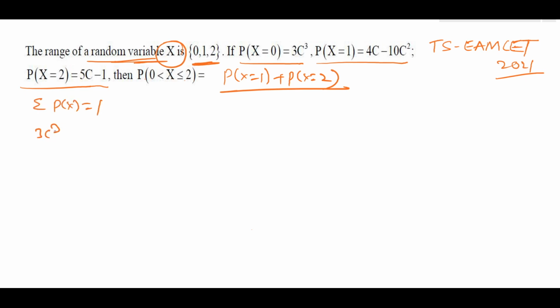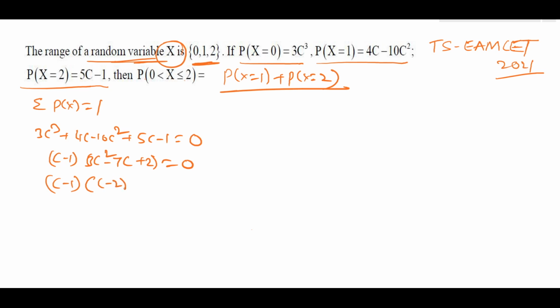That is 3c cube plus 4c minus 10c square plus 5c minus 1 minus 1 is equal to 0. This is a cubic equation. c equal to 1 satisfies the equation. Factorizing, c minus 1 into 3c square minus 7c plus 2 is equal to 0. And this is c minus 1 into c minus 2 into 3c minus 1 equal to 0. From this, c equal to 1 is not satisfied, c equal to 2 is not satisfied, and 3c minus 1 equal to 0 gives c equal to 1 by 3.